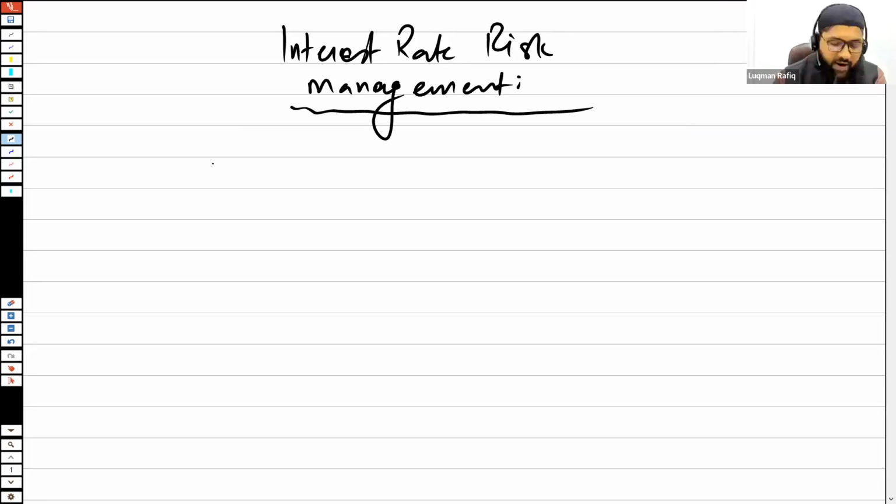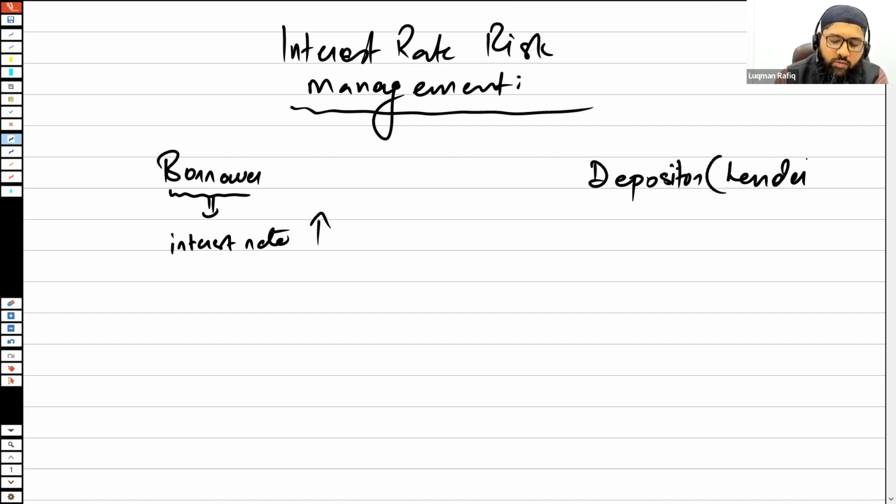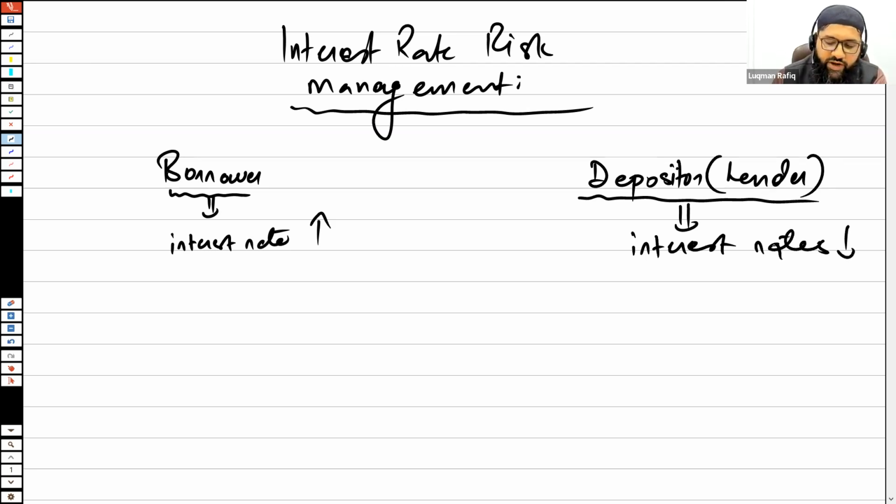Always remember that if you are a borrower, somebody who has to borrow funds in a period of time, you face a risk that the interest rates may go up. And similarly, if you are a depositor, whom we also call a lender, you face a risk that the interest rates are going to go down. So I repeat, if you are a borrower, you face a risk that the interest rates will go up. And if you are a depositor or a lender, you face a risk that the interest rates would go down.